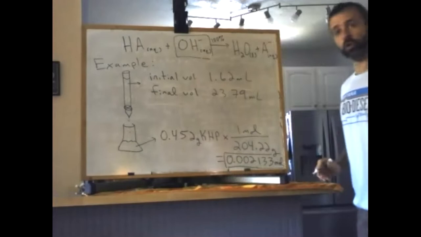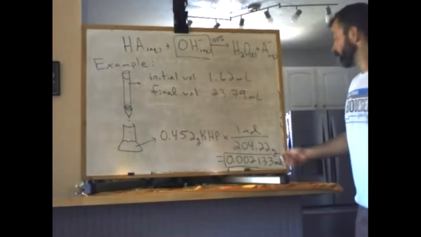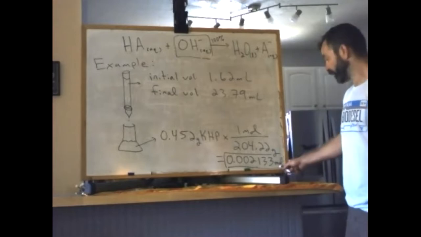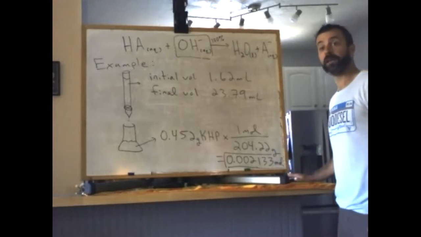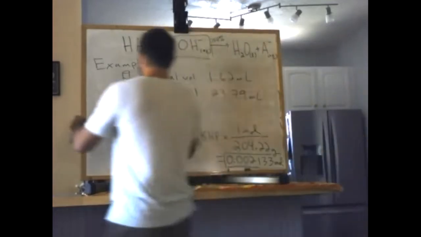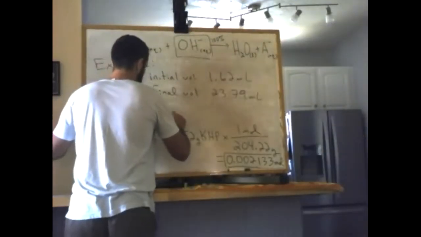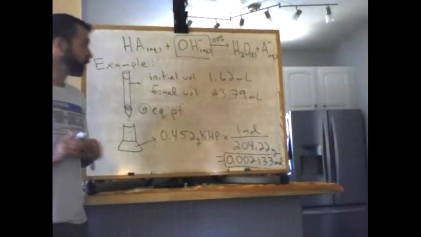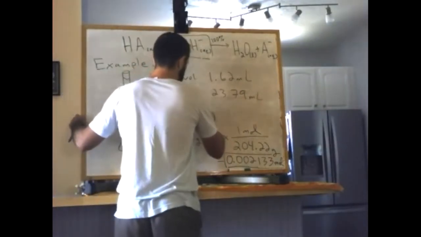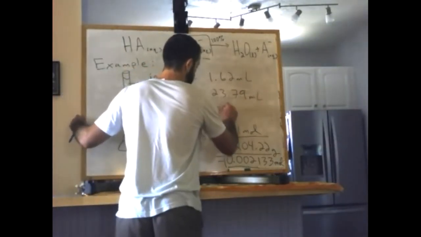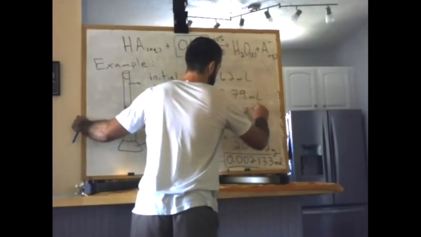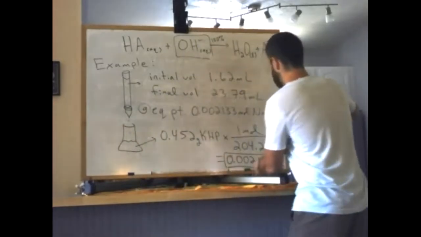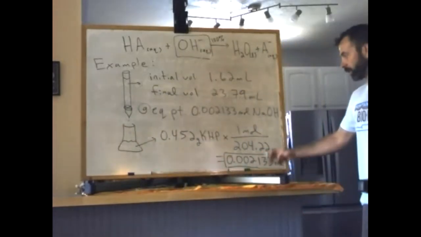Okay, well, what is true? At the equivalence point, the moles of KHP equal the moles of NaOH. So if we started with this many moles of KHP, at the equivalence point we must have the same number of moles of NaOH. Sweet. So we know the moles of NaOH because at the equivalence point, the moles are equal.